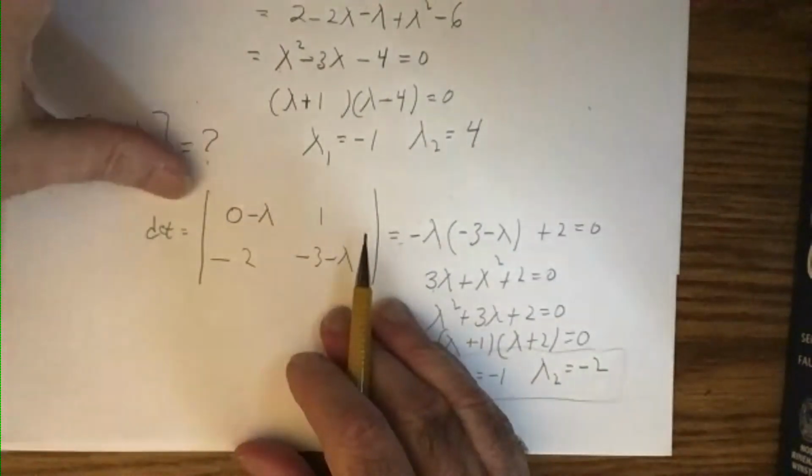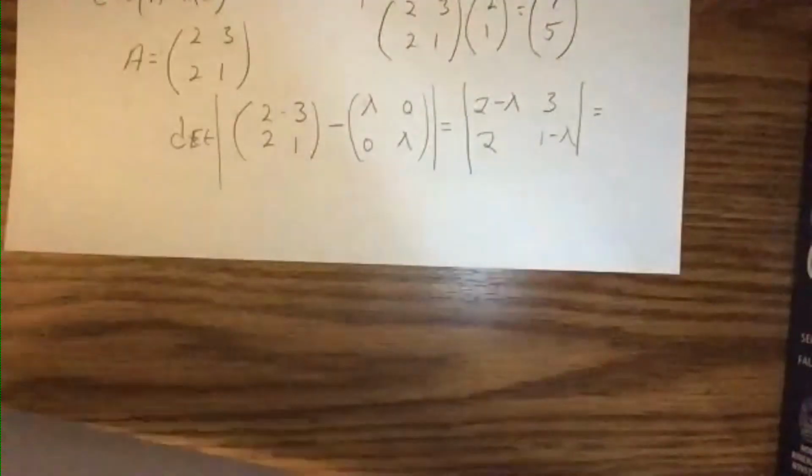Okay. So now we want to learn how to find the eigenvectors. And basically, once you have the eigenvalues and eigenvectors, then you can write the solution to a system of differential equations. We'll see how that works. Okay, so let me take a look.